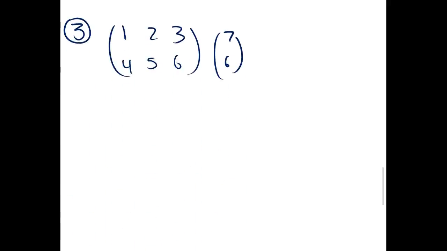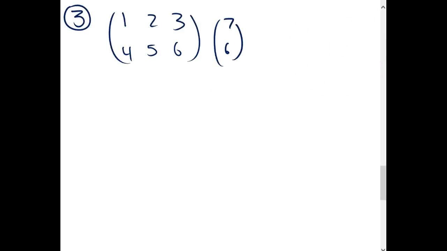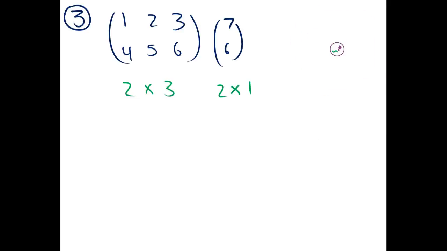Okay, our third example is another matrix multiplication example. So the dimension of this one is 2 by 3, and the dimension of this one is 2 by 1. And since these don't match, matrix multiplication is not defined.